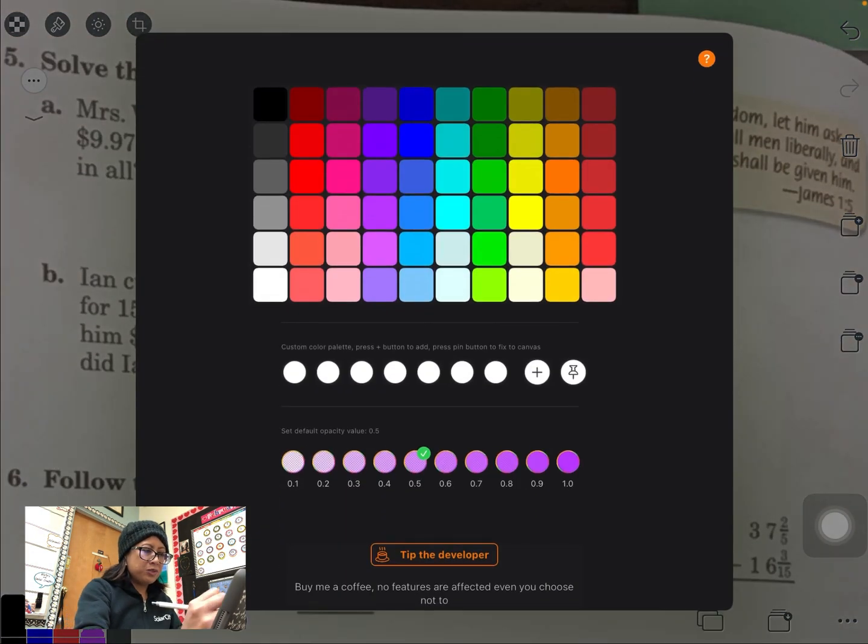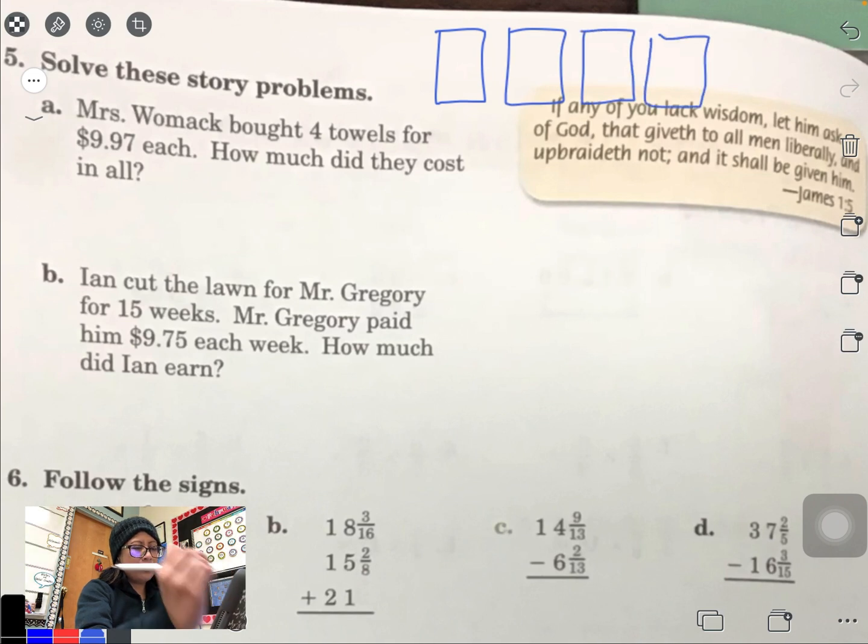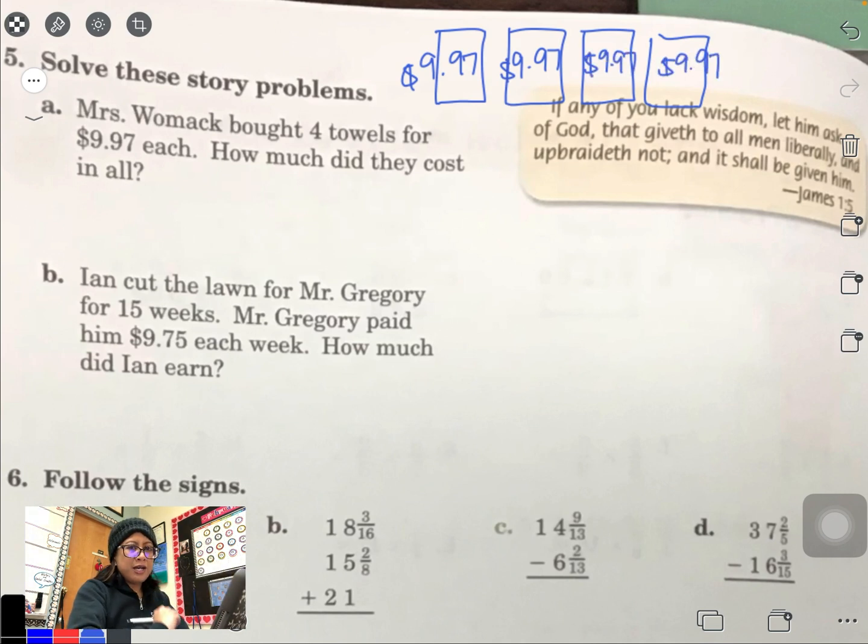So I'm going to draw some towels. Let's use blue. I've got 4 towels because she bought 4 of them. And if you want to draw these, you can. I think you have room in your book. And each towel is going to be $9.97, as you can see. But instead of doing $9.97 plus $9.97, I'm going to do $9.97 times 4, and you can do that on your own, and we'll review that at our Zoom meeting.